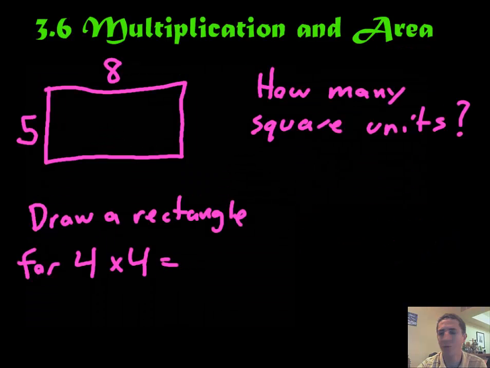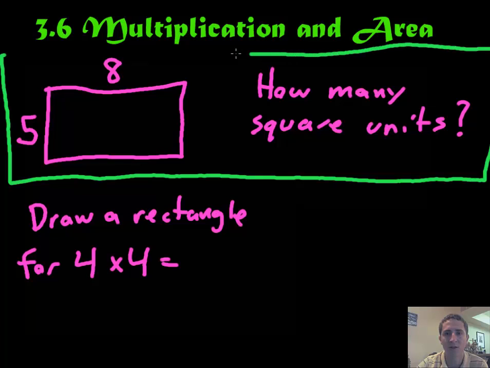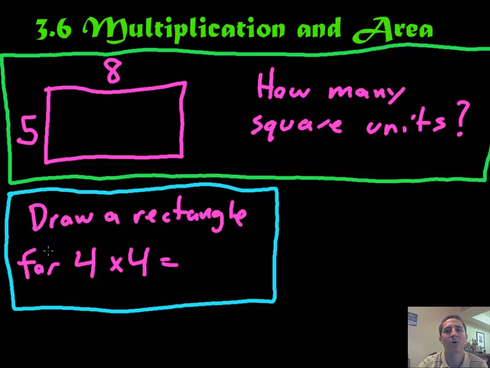Okay, so I've drawn 2 problems up on the board for you here. The first one I'm going to box in green. I have a rectangle that is 8 wide and 5 tall. And I would like you to tell me how many square units are inside of that rectangle. Your second one that I will box in blue here says draw a rectangle that is 4 by 4, or 4 tall and 4 wide. Let's go ahead and pause your video, try both of those out, and then come back and we'll look at your answers.